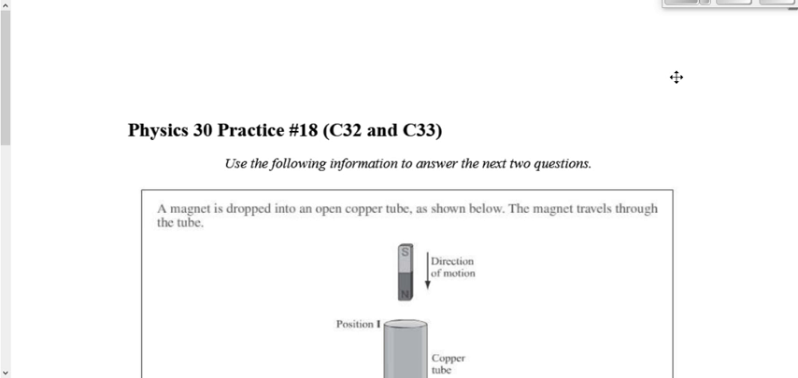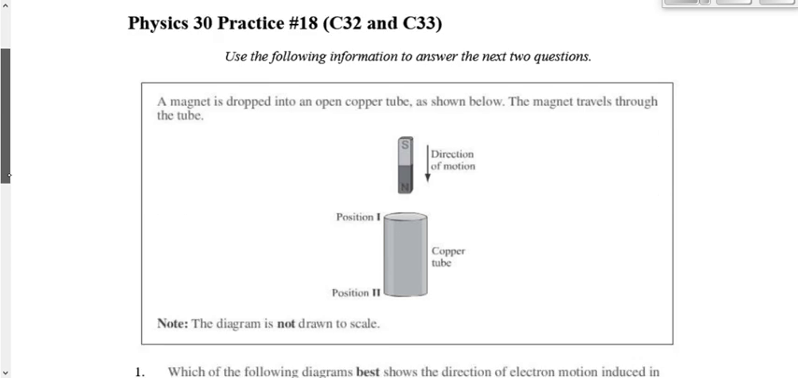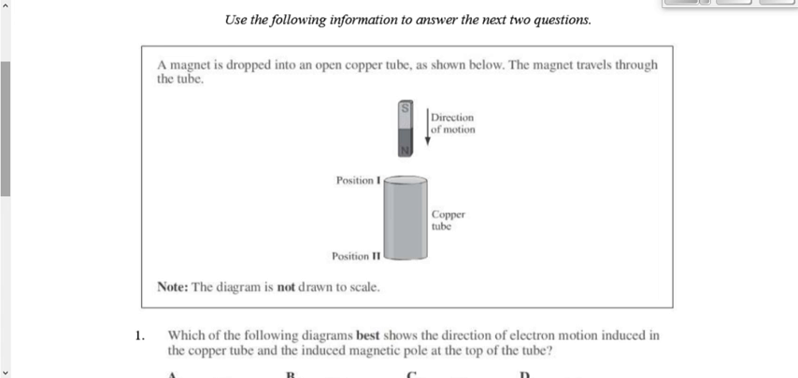All right, let's have a look at practice question set number 18. This is on Lenz's law. The first question says, a magnet is dropped into an open copper tube as shown below. The magnet travels through the tube. This is exactly what we did in our demonstration class, right?